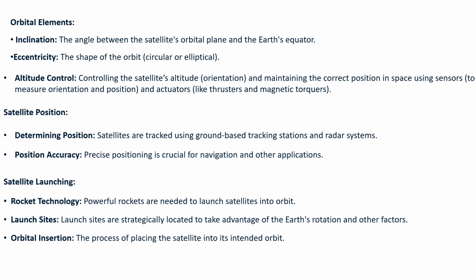Orbital elements, you have got three components here: inclination, eccentricity, altitude control. Inclination is the angle between the satellite's orbital plane and the Earth's equator. Eccentricity is nothing but the shape of the orbit, which may be circular or elliptical. Altitude control, that is controlling the satellite's attitude, which is nothing but the orientation, and maintaining the current position in space using sensors which can be used to measure orientation and position, and actuators like thrusters and magnetic torquers.